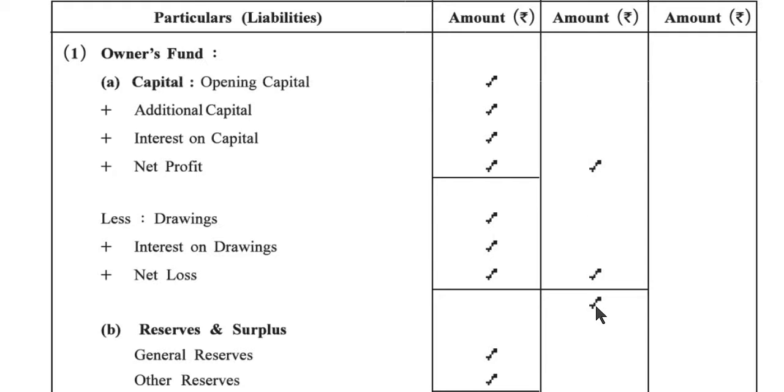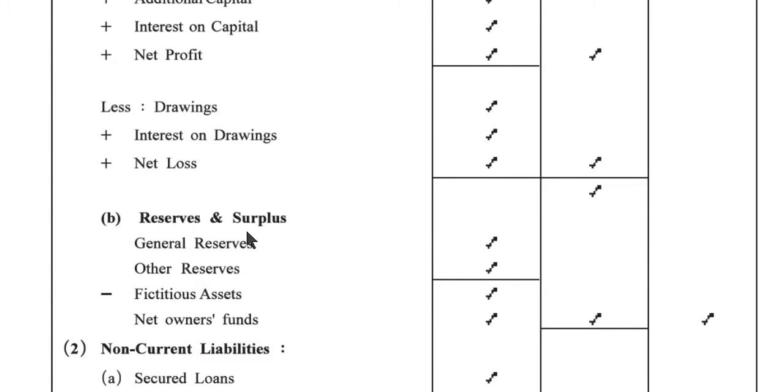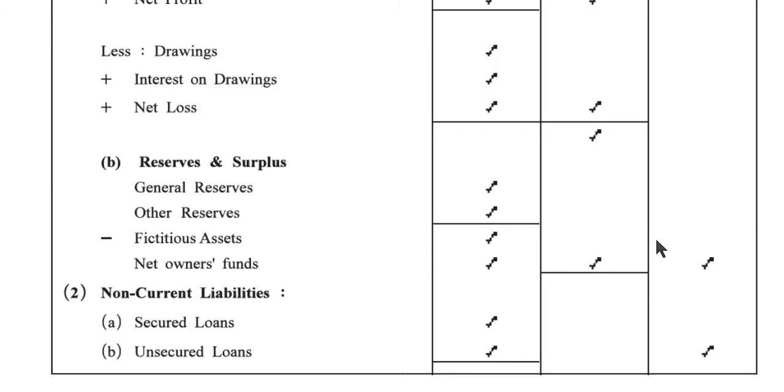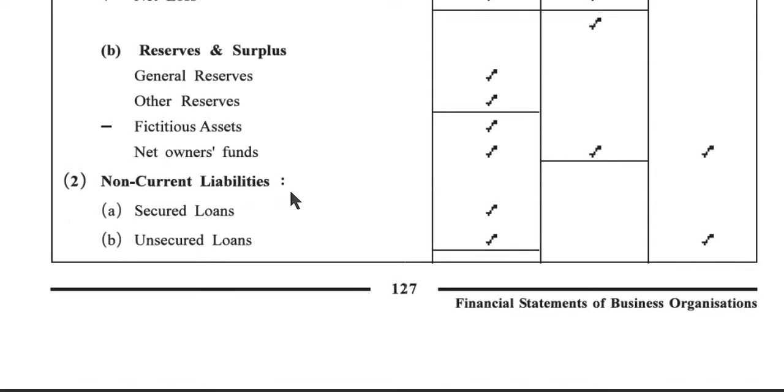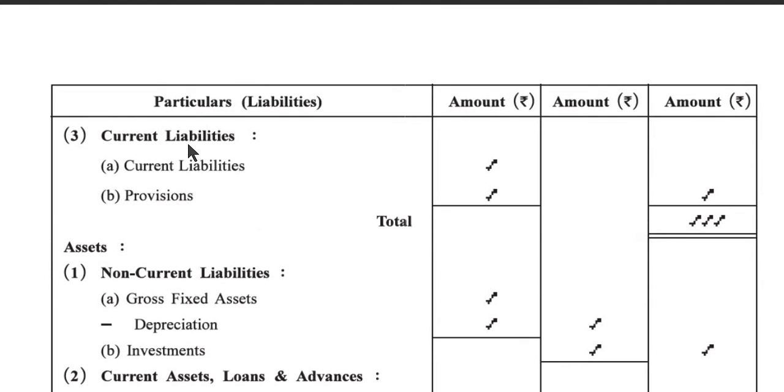Now total of this both. Afterward, reserve and surplus: general reserve, other reserve, minus fictitious asset, net owner's fund, and afterward we have to write the outer column. And these both totals we have to write here in the third column. Non-current liabilities: secured loan, unsecured loan. Total of this both amounts we have to write here. Current liability, provisions. Make the total and write here. Total we have to write here.